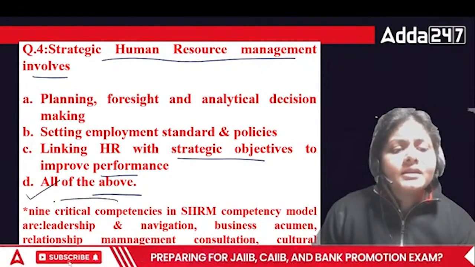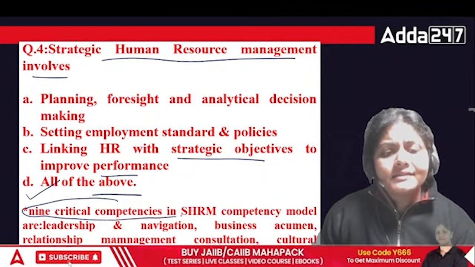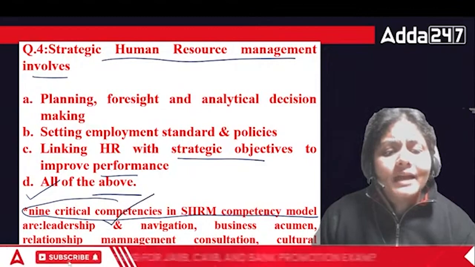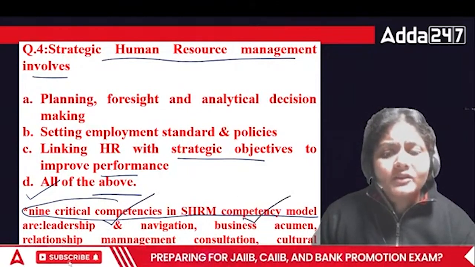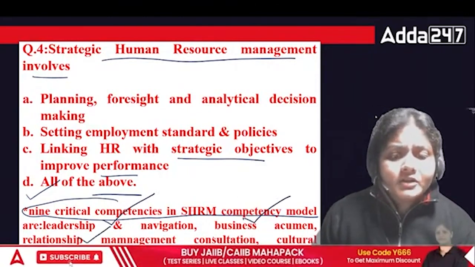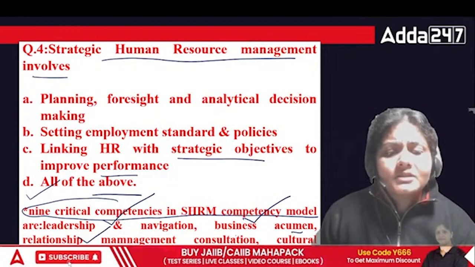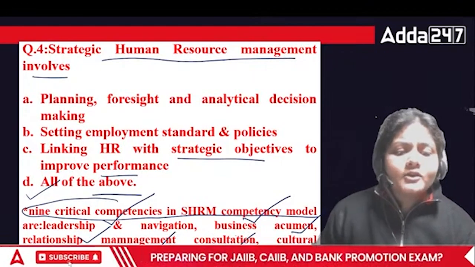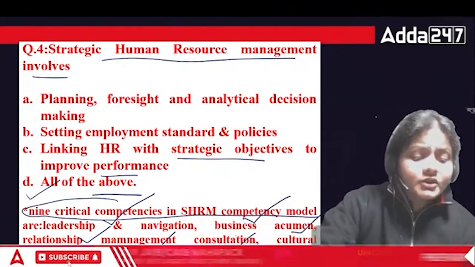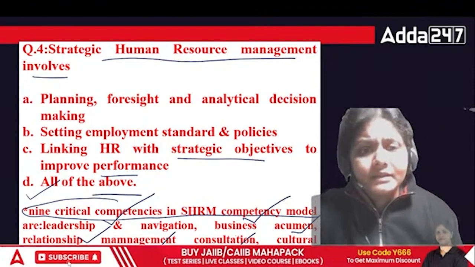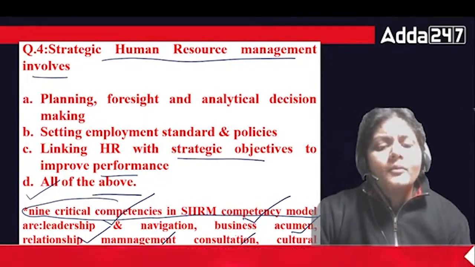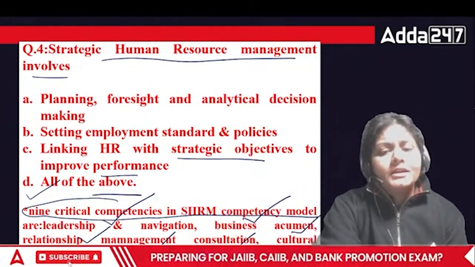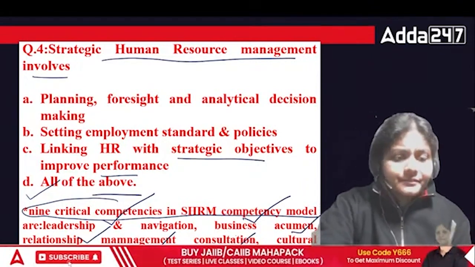There are 9 critical competencies in the SHRM competency model. The number one is leadership and navigation, business acumen, relationship management, consultation, cultural effectiveness, communication, HR expertise, critical evaluation, and consultation. So these all 9 are the competencies from the SHRM, from the strategic HRM, right?